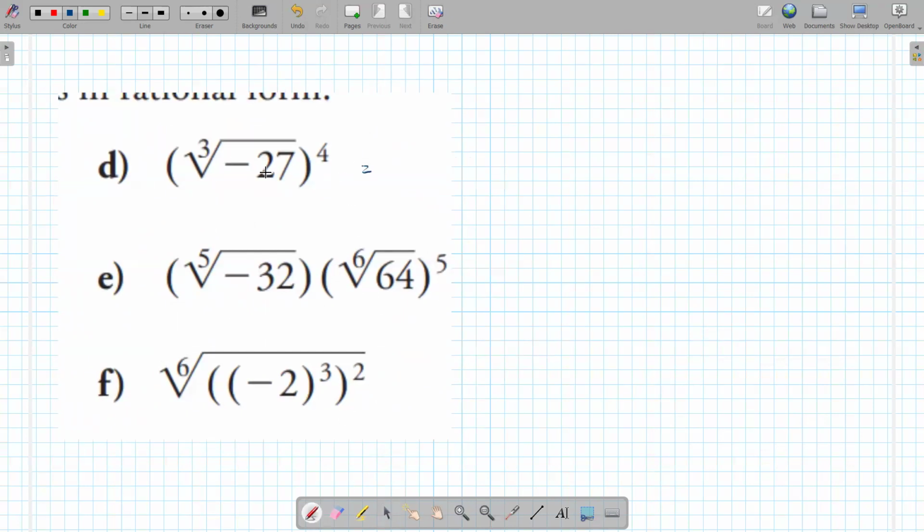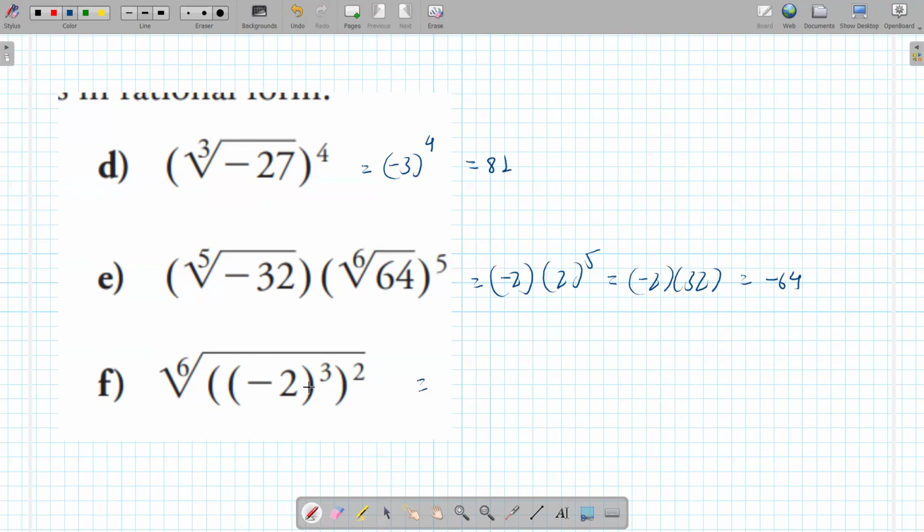Alright, so cube root of negative 27 is negative 3. To the power of 4, that is 9 times 9, 81. Fifth root of negative 32 is negative 2. Sixth root of 64 is 2. So we have negative 2 times 2 to the power 5. That's negative 2 times 32. That's negative 64.